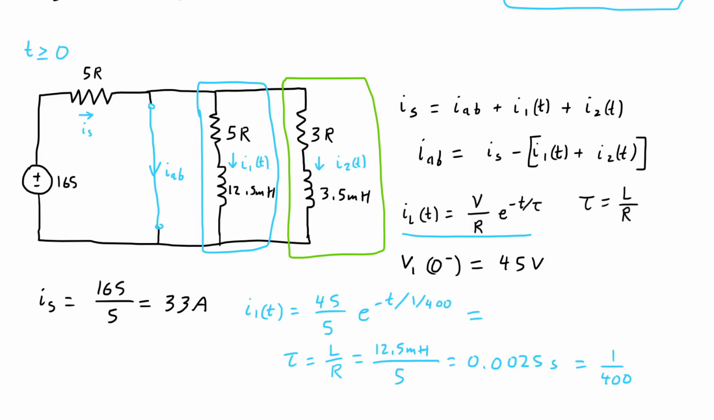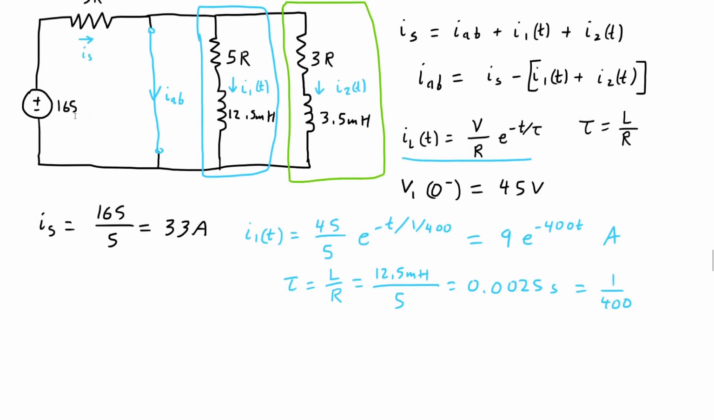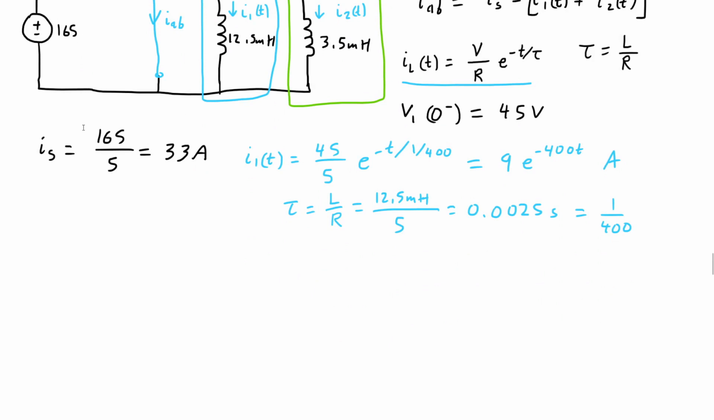So that means that I1 of t is 45 divided by 5, which is 9 amps, e to the minus 400t. I'll go ahead and write it there. I hope that's not hard to read. It's a different color. I apologize if it is. I just try to keep it clear what I'm doing.